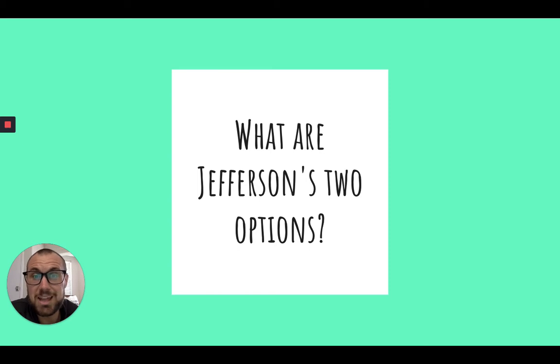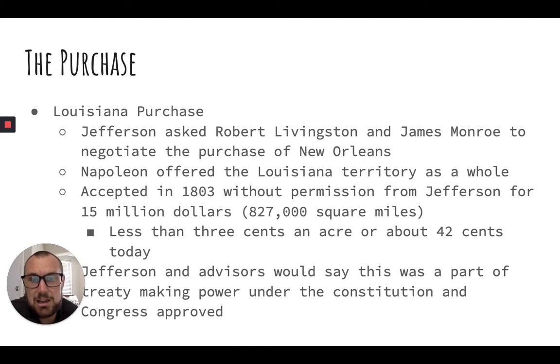Number two is do nothing and lose his agrarian population base for the Democratic Republican Party. He chooses neither of these options, actually. He sends basically a delegation. Robert Livingston is already kind of the ambassador to France, and he's there. Jefferson sends James Monroe, who will later be a president, to help negotiate this, to try to buy New Orleans from France. Livingston kind of takes it upon himself to basically ask for the state of Louisiana.